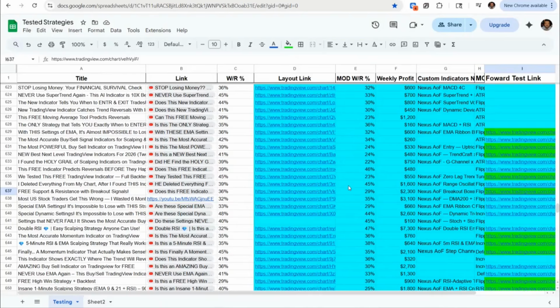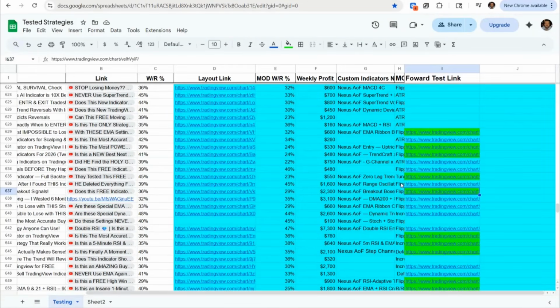Then here in blue is the really interesting stuff done with Nexus. We have a link to the layout, the win rate of the modified version, and its profit per week, as well as the indicator that I made if there is a custom indicator. And within this little bitty column right here, this is the settings that I changed within Nexus to get to these more profitable versions, which really helps the patrons understand what makes a profitable strategy.